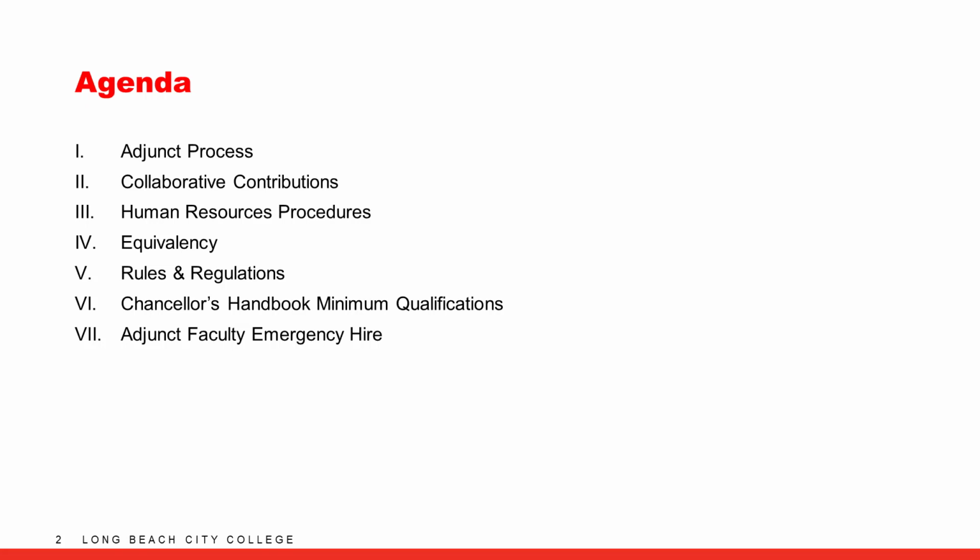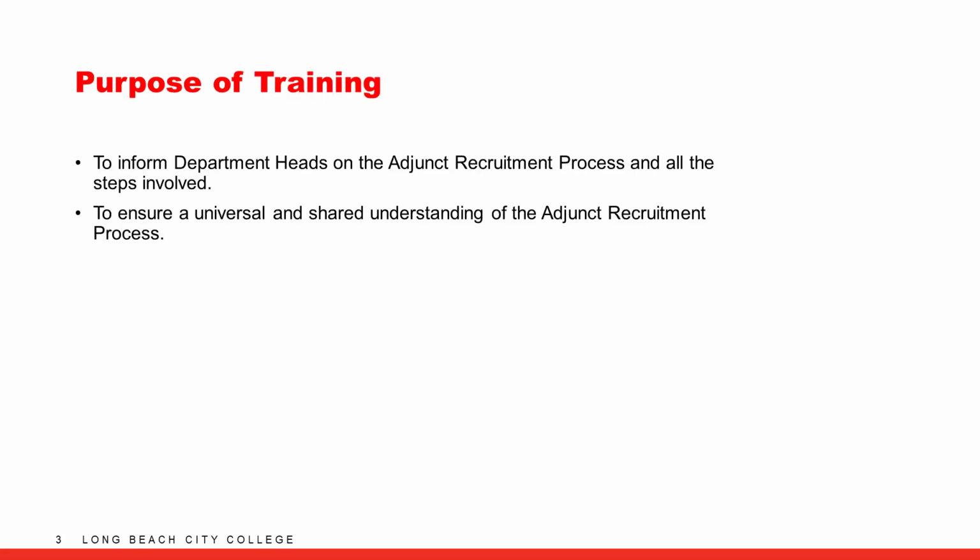Here's our agenda for today. We'll be going over the adjunct process, collaborative contributions, human resources procedures, equivalency, rules and regulations, Chancellor's Handbook minimum qualifications, and adjunct faculty emergency hire. The purpose of this training is to first inform department heads on the adjunct recruitment process and all the steps involved, and then also to ensure a universal and shared understanding of the adjunct recruitment process.